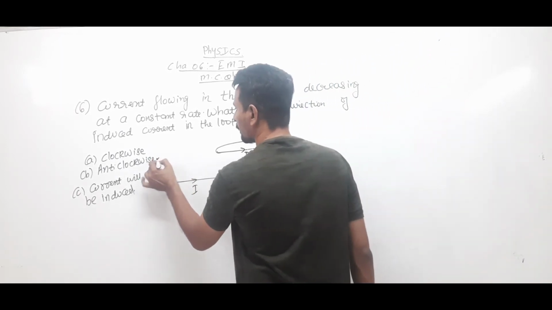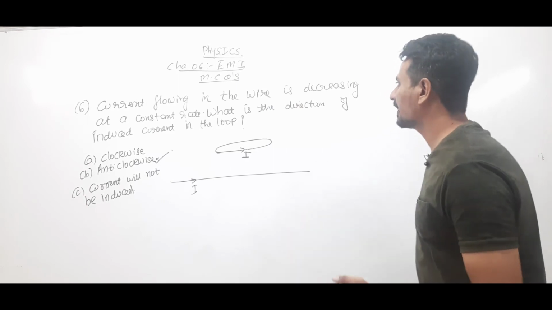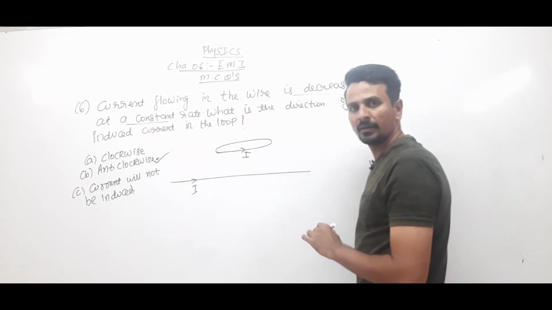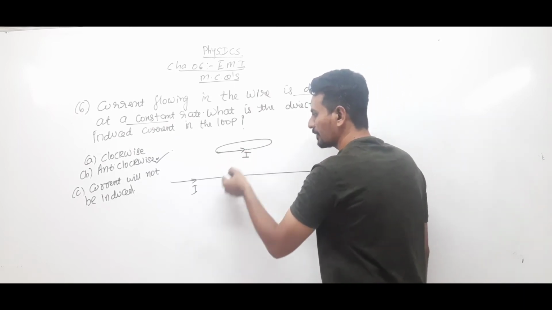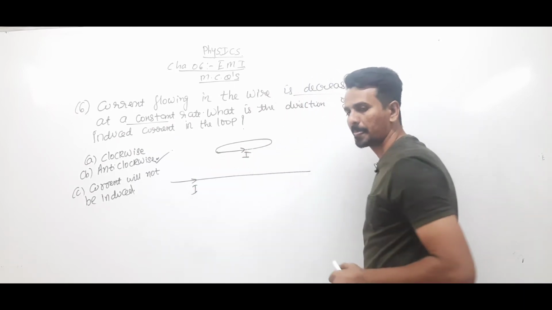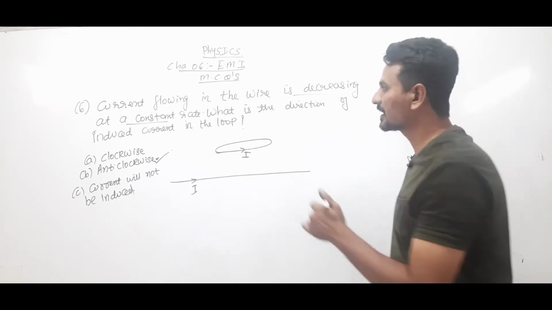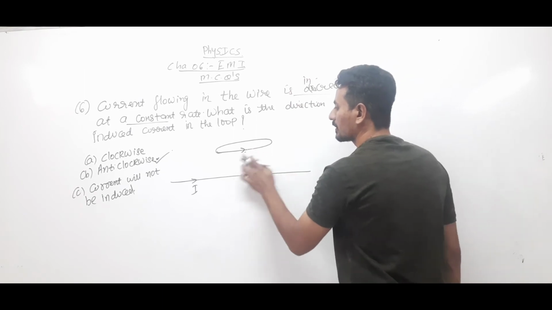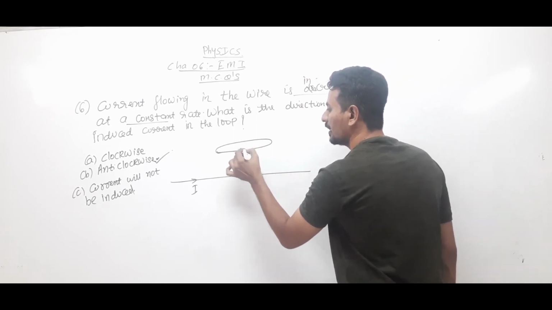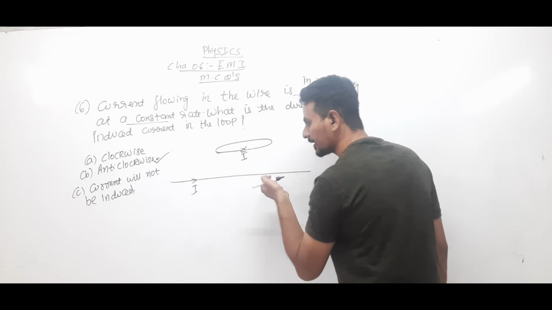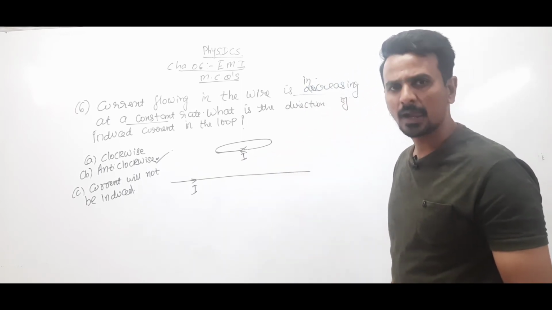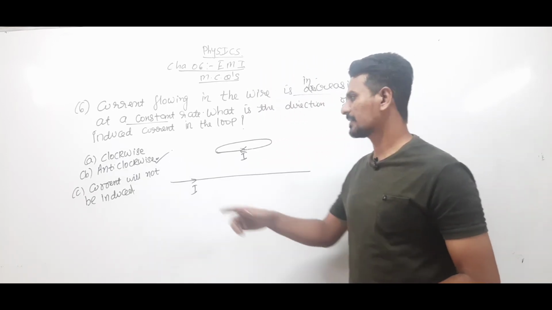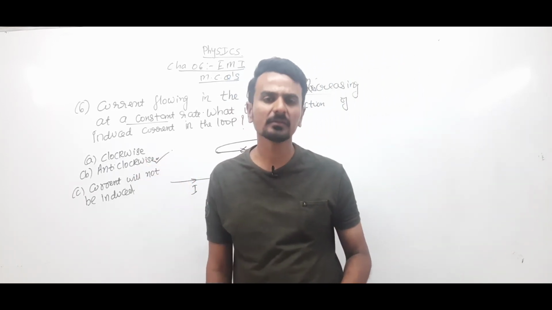See, there is a shortcut for this kind of questions. If it is given that current is decreasing, then the direction of current in the loop will be same as the direction of the flow of current in the wire. If in the question it is given that current is increasing, then the direction of current in the loop will be opposite to the direction of the current in the wire. Clear? This is a way to solve this kind of questions. Presently our answer is anti-clockwise direction. Fine. So the next one.